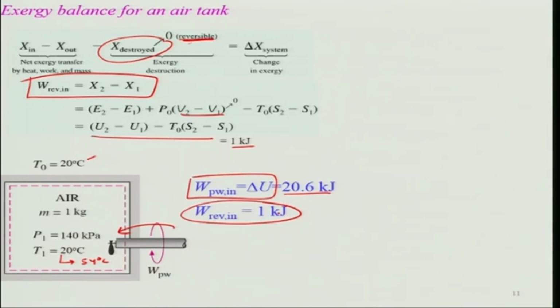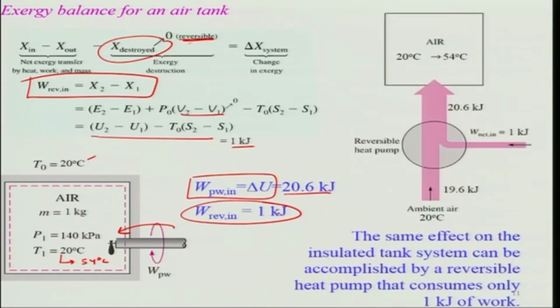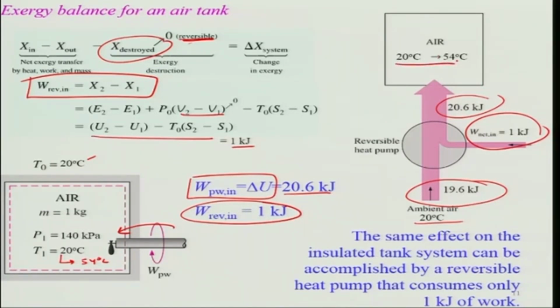This can be realized by considering that the whole operation can be represented in this form, where the reversible pump makes use of the ambient condition at 20 degrees Celsius, which has 19.6 kilojoules, and it does a work of 1 kilojoule, and thus your final energy change is 20 kilojoules, which is supplied to the air, changing its temperature from 20 degrees Celsius to 54 degrees Celsius. That means the same effect on the insulated tank can be accomplished by a reversible heat pump that consumes only 1 kilojoule of work. That is the analysis of this based on exergy.